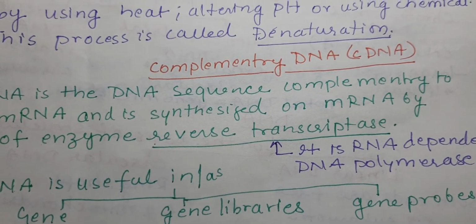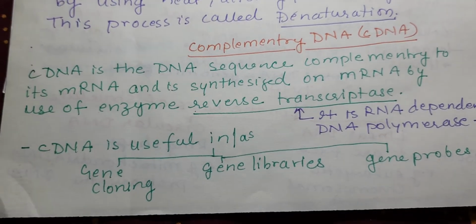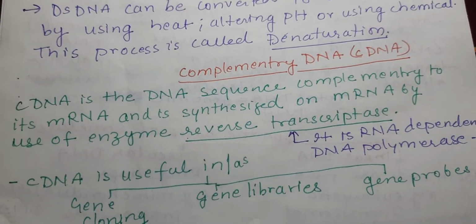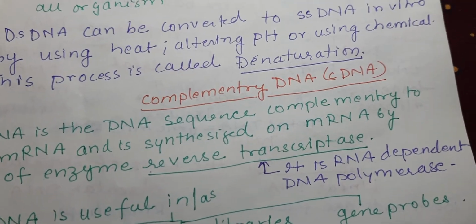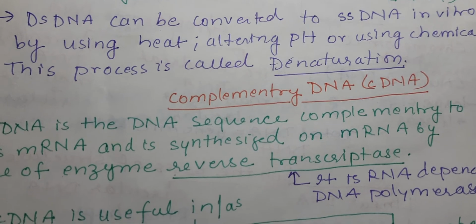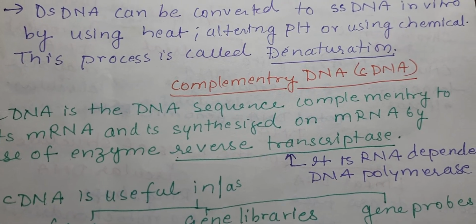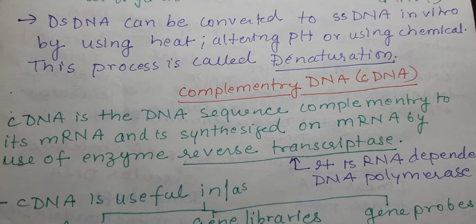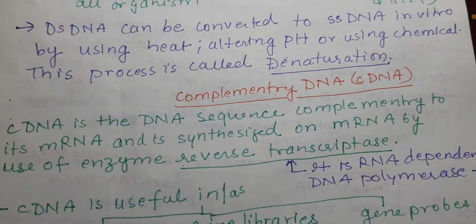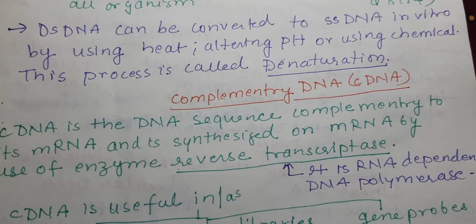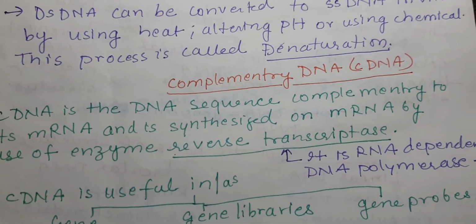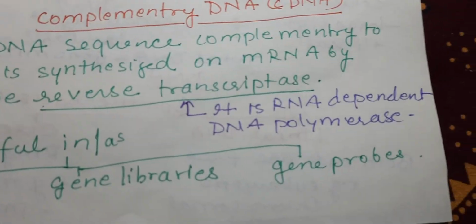Now, what is complementary DNA, which is also known as cDNA? The cDNA is the DNA sequence complementary to its mRNA and is synthesized on mRNA by use of the enzyme reverse transcriptase. So you have the mRNA, and from the mRNA we synthesize the DNA. It is done artificially by use of the enzyme reverse transcriptase, whereas it occurs in certain viruses where the virus genetic material is RNA.